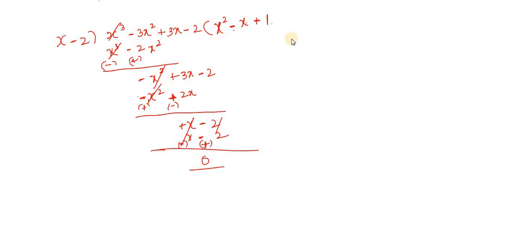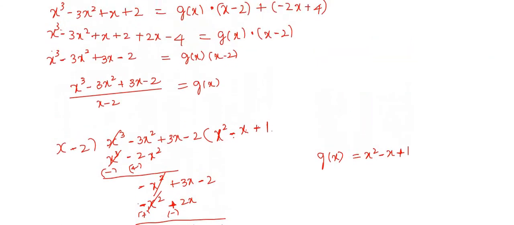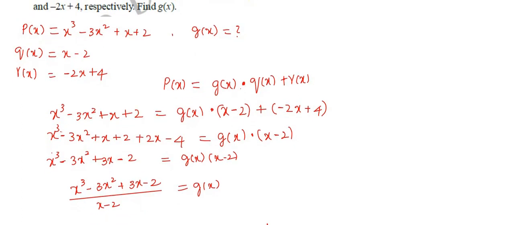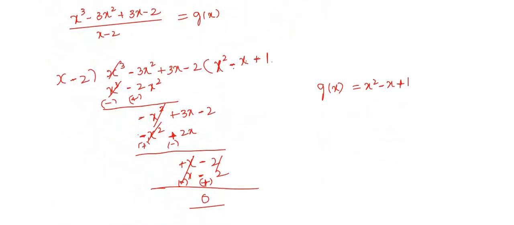Therefore our g of x value is nothing but x square minus x plus 1. Our g of x value is x square minus x plus 1. I hope all of you understood. This is one of the last problems in this topic.